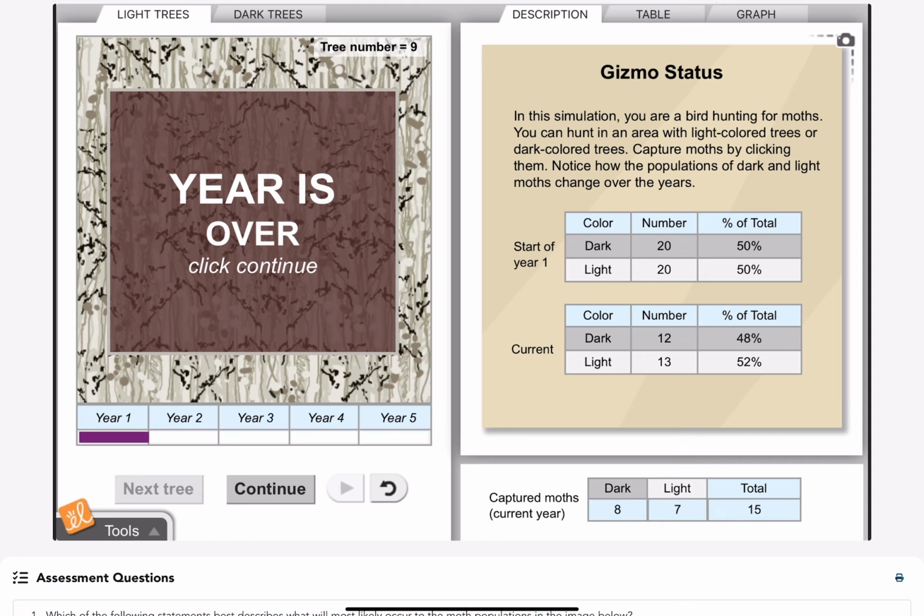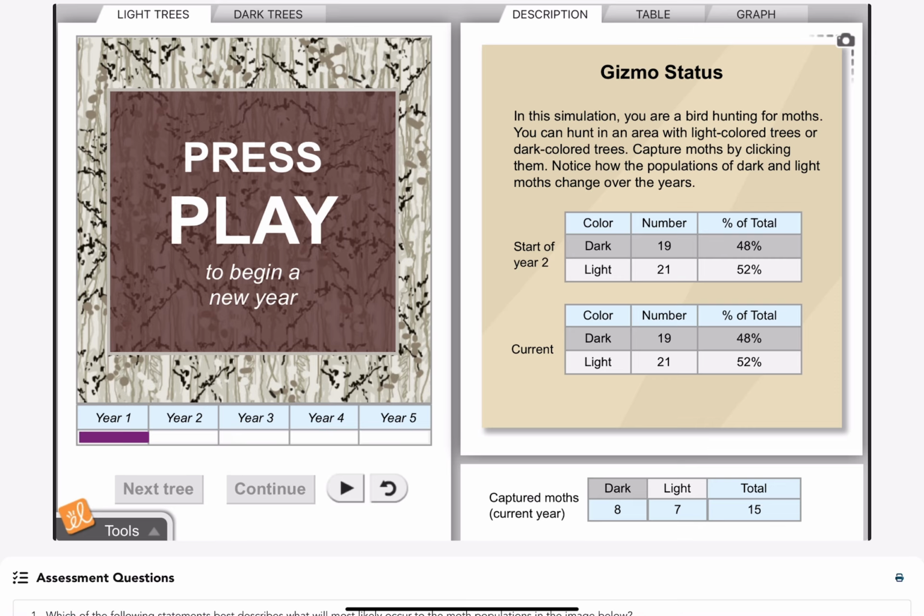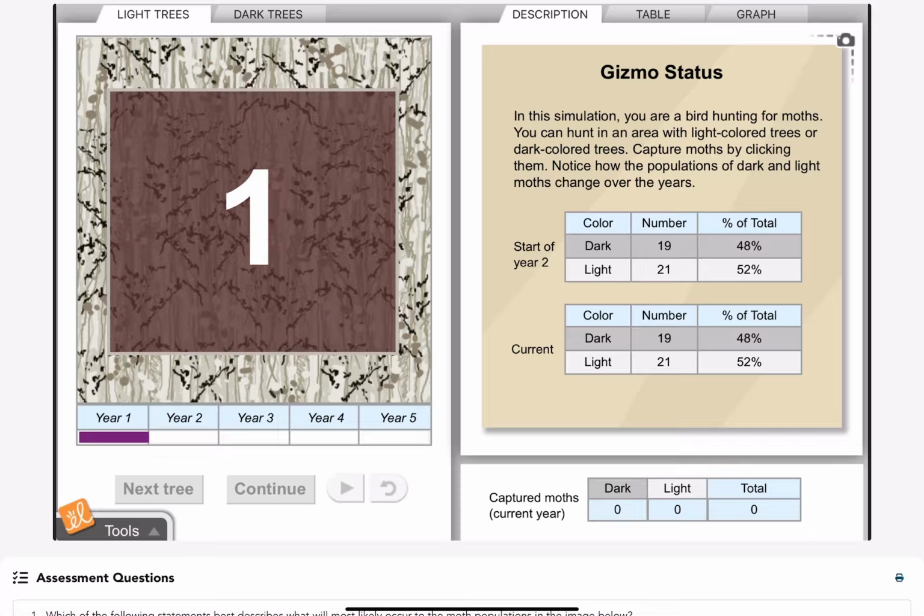That was year 1. If you look to the right, you can see the current number of moths. We have 12 dark moths right now and 13 light moths in the next year. After the year is over, they're going to go through a reproduction process where the dark moths give birth to more dark moths and the light moths give birth to more light moths. So let's look at the next year. Press play. 3, 2, 1.